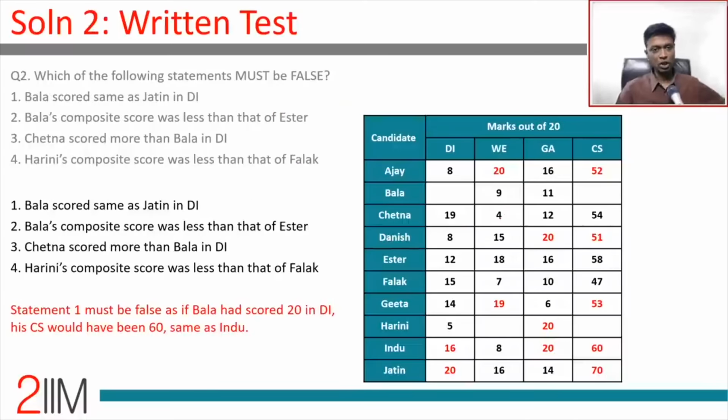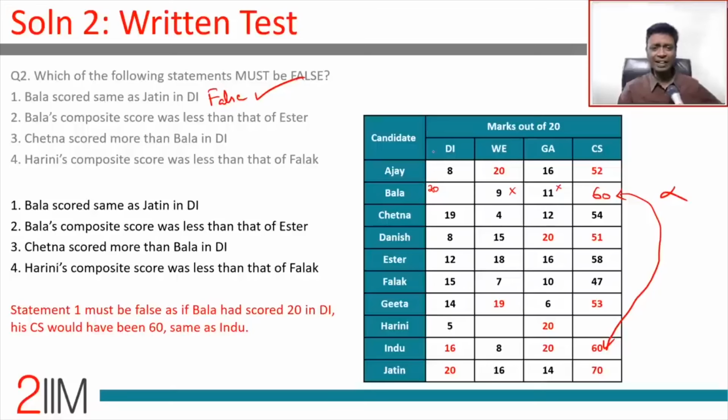Let's go to the next one. Which of the following statements must be false? Bala scored same as Jatin in DI. This means Bala should have scored 20. Is that possible? Possible. No condition goes wrong. Bala's composite score would be 40 plus 20, 60. But he still could not have got selected because these two are less than 14. However, this is 20 and this goes to 60. Then these two numbers will end up being the same, and that is not possible. So Bala scored the same as Jatin in DI cannot be true, must be false. This is the choice we are looking for.